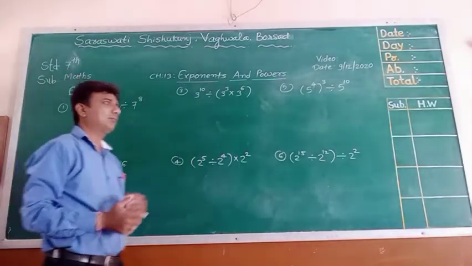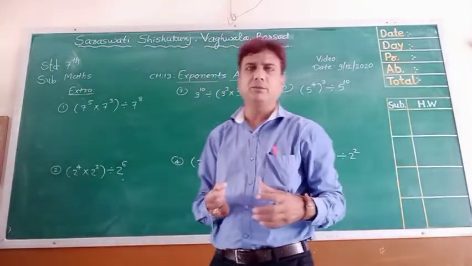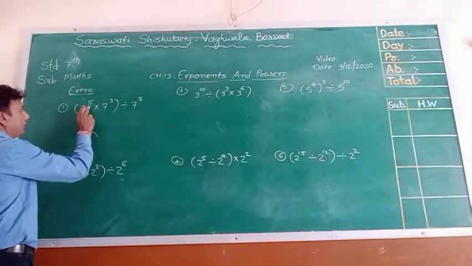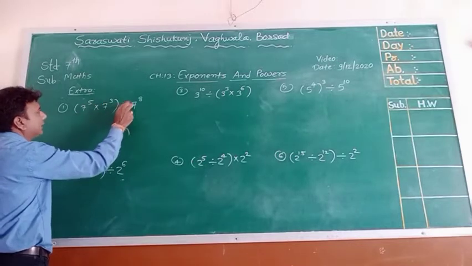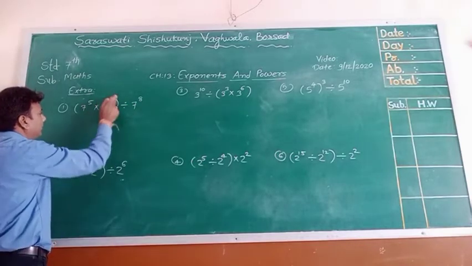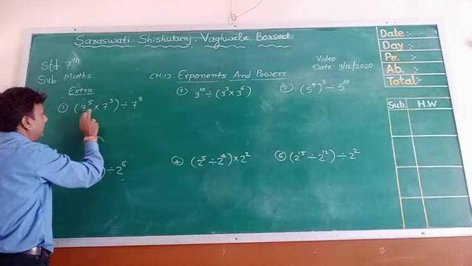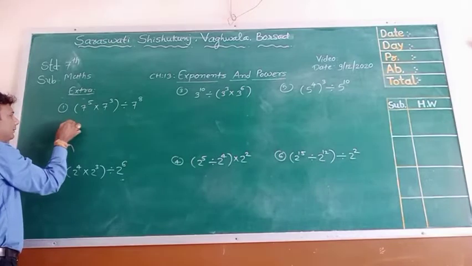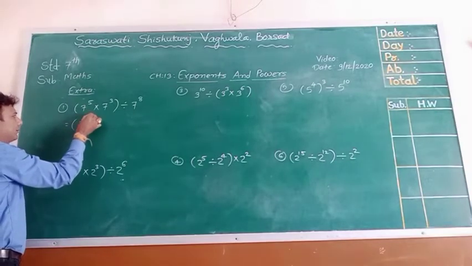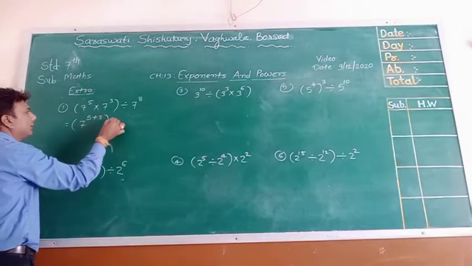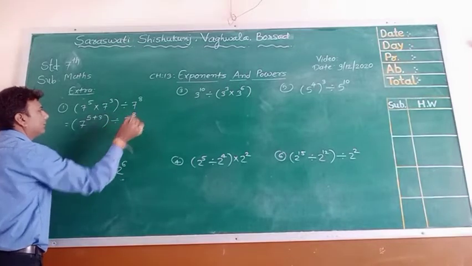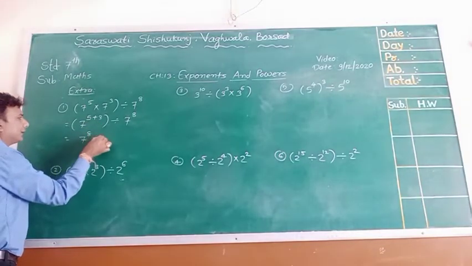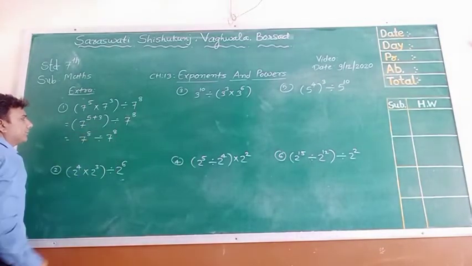Mixed rules we have to apply here. All rules we can apply in this type of sums. First number sum: 7 raised to 5 multiplied by 7 cube, divided by 7 raised to 8. First we will simplify this small bracket. Same base multiplication, sum of their powers. So we can write 7 raised to 5 plus 3, divided by 7 raised to 8. Here 5 plus 3 is 8, divided by 7 raised to 8.